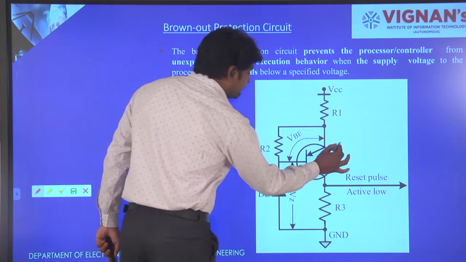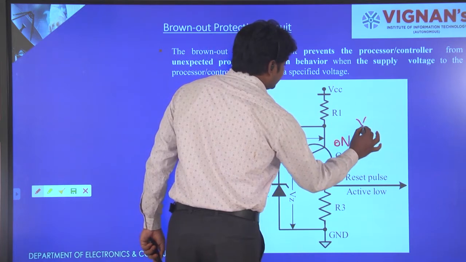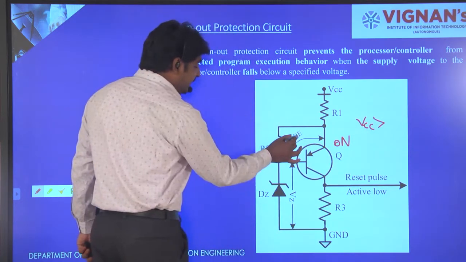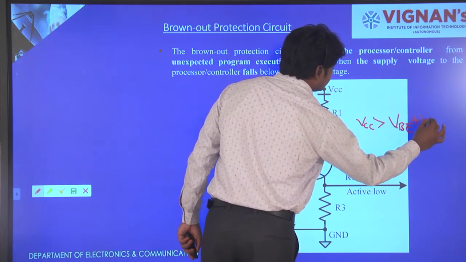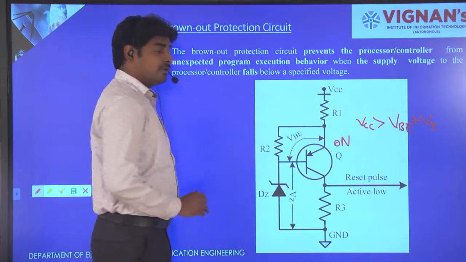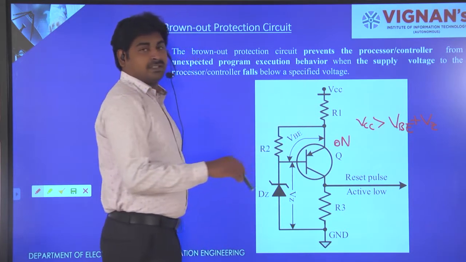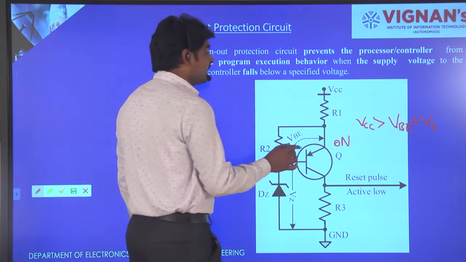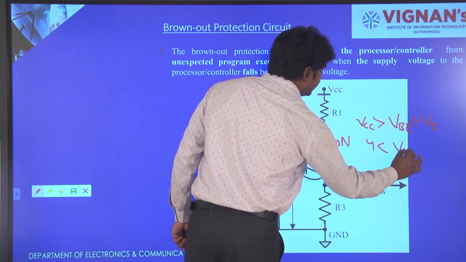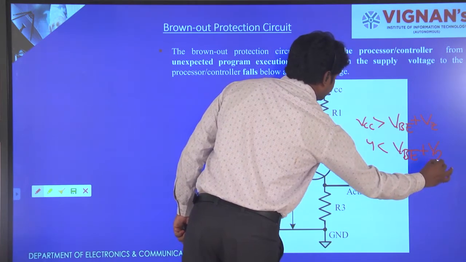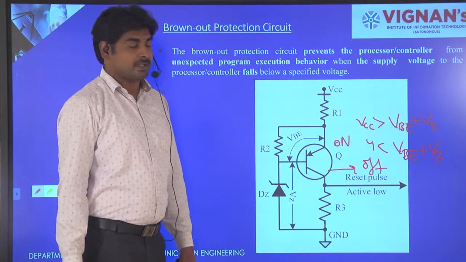Now this transistor will turn on only when your VCC is greater than VBE plus VZ, where VZ is the cut-in voltage of the Zener diode. Now if your power supply is reduced, like from 5 volts to 4 volts, then what happens? This 4 volts will be less than VBE plus VZ, which means the transistor will turn off, and hence the device will be protected.